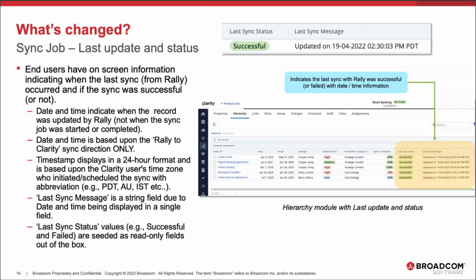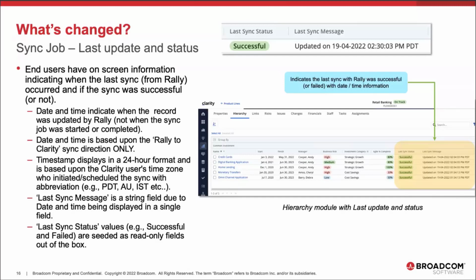Date and time indicate when the record was updated from Rally. This is not when the sync job started or when the sync job completed. This is what time and date the record got updated. There might be many records involved in a given sync process or sync execution, and so this tells you specifically when the record itself was updated.